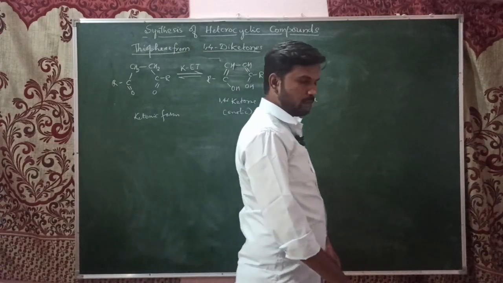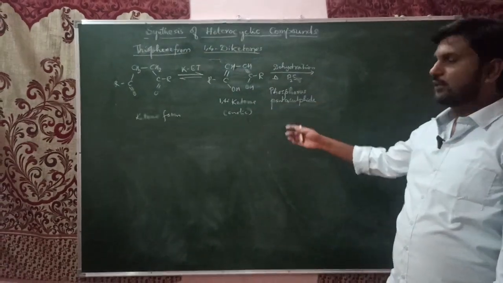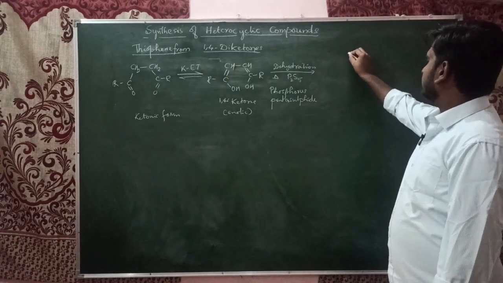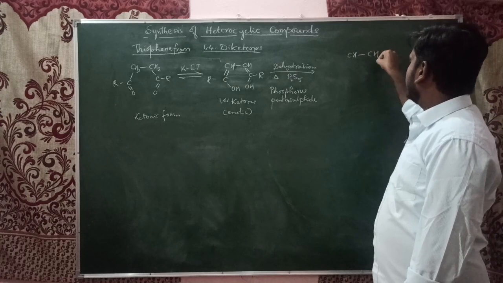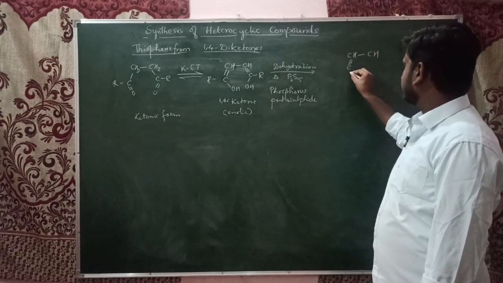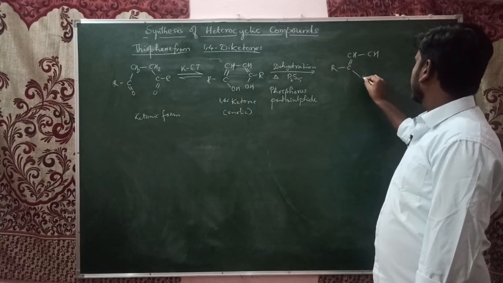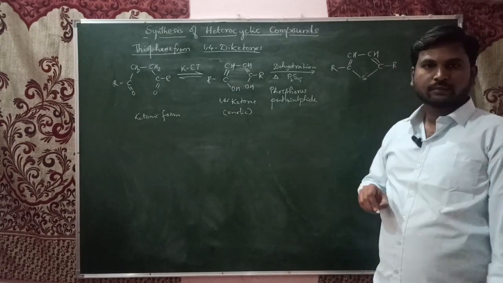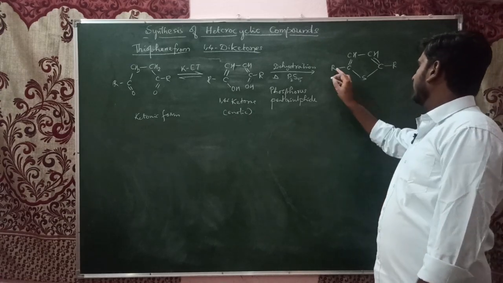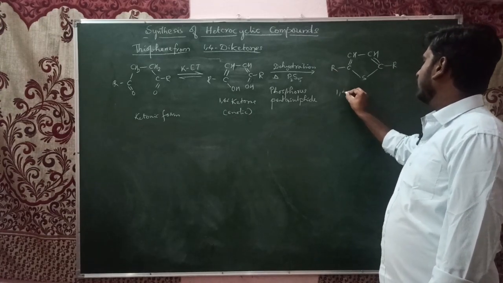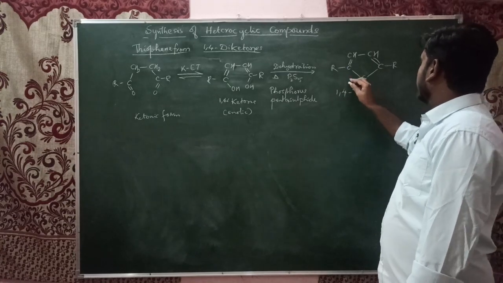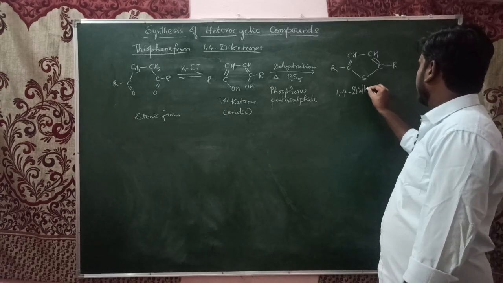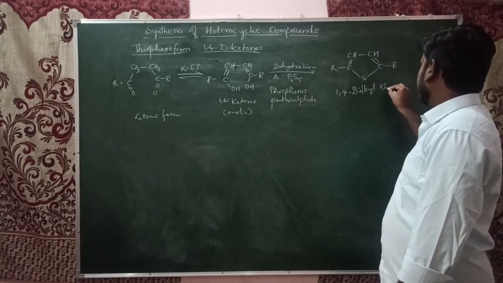In the presence of phosphorus pentasulfide, this 1,4-diketone undergoes dehydration and gives us the thiophene derivative. As usual, at the first and fourth positions we have alkyl groups. So it is a 1,4-dialkyl thiophene.